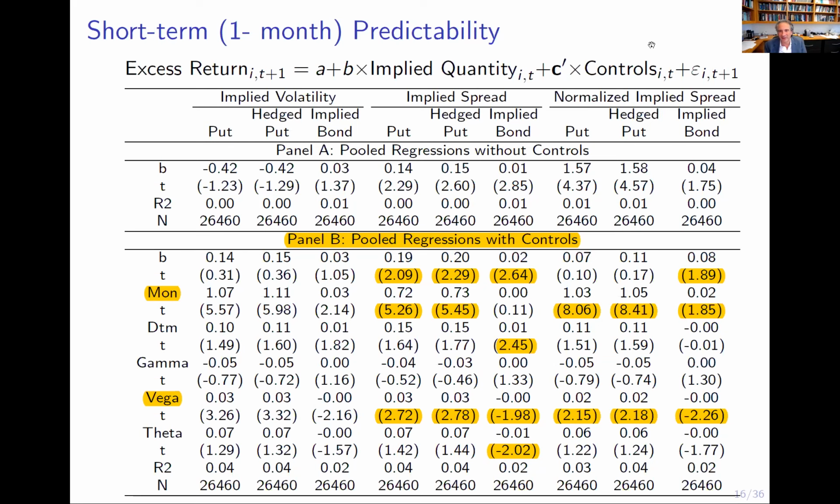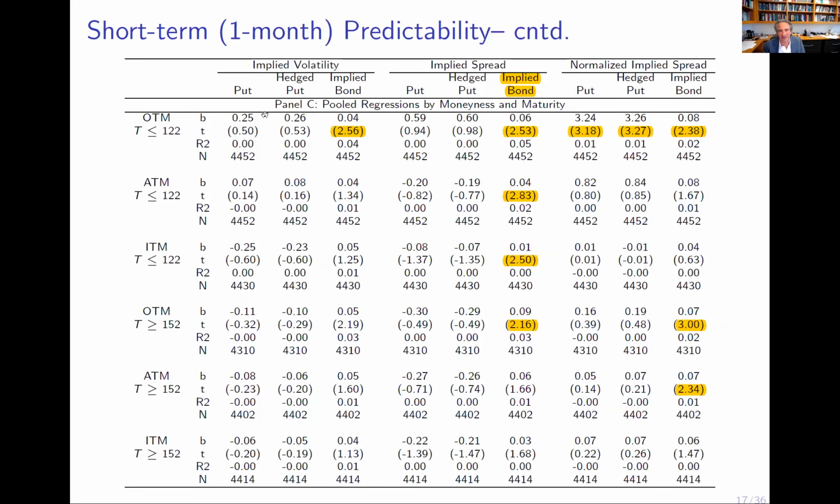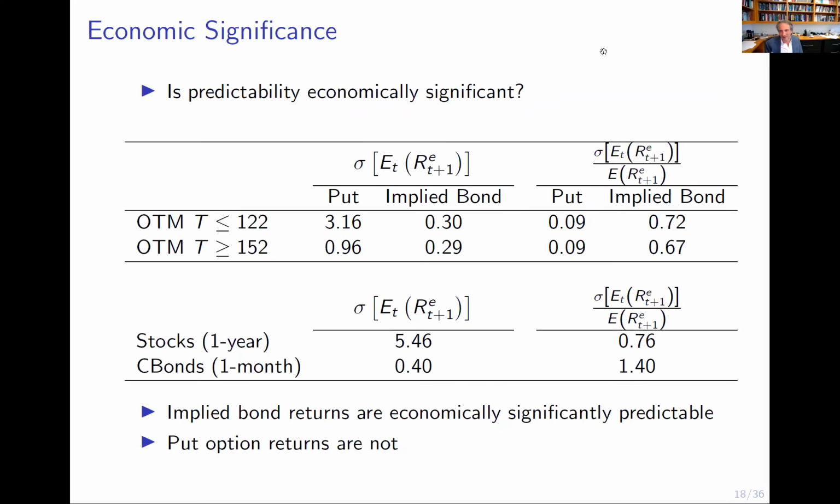In fact, if we look at different buckets, you can do just out of the money, at the money, in the money, and for the 6 maturities, you see that only implied bonds actually remain significant. Everything else drops out pretty much. Maybe a little bit here, but there's nothing left. So implied bonds are pretty strong. The bottom line here is that it looks like there is some predictability for implied bonds, which would be consistent with corporate bonds.